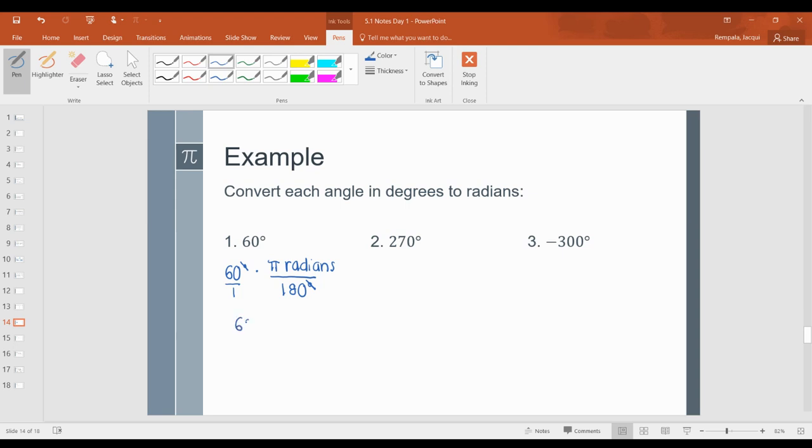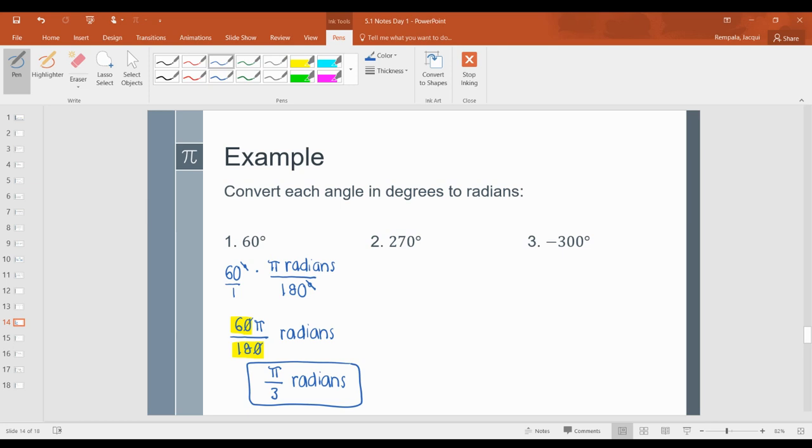When I multiply straight across, we'll have 60 pi on the top. We'll have 1 times 180, so 180 on the bottom, and this is in radians. You don't have to write the word radians on the top. It can just go off to the side. The last thing I need you to do is reduce. If I have 60 on the top and 180 on the bottom, I'm going to be able to simplify. Not only are they both divisible by 10, which will get rid of the zeros, but then 6 and 18 are both divisible by 6. That means we'd be left with just the pi on the top, and 18 divided by 6 gives me 3. So 60 degrees is the same thing as pi over 3 radians.